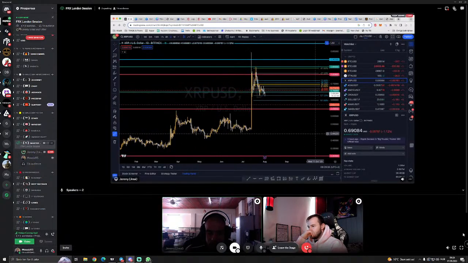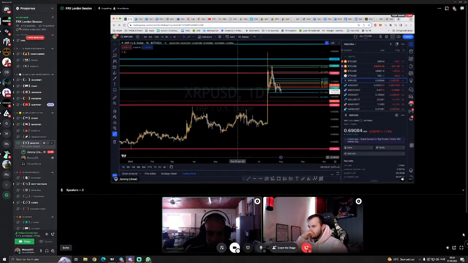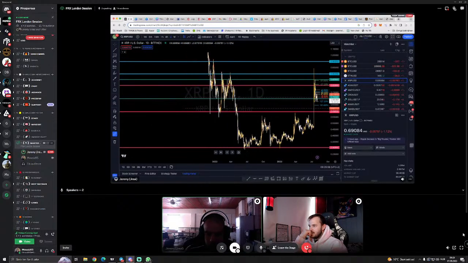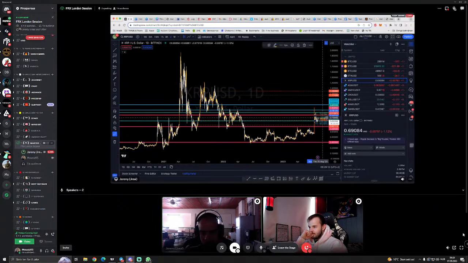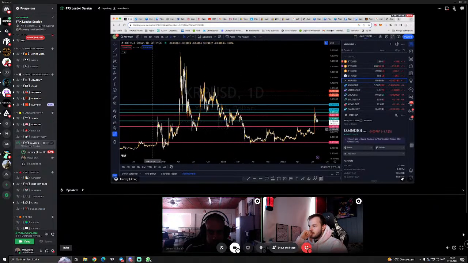XRP. Okay, so first and foremost, I haven't looked at XRP since last week, so this will be new for me also. Let's remove the fib and all that stuff. These lines that you guys see here, the pink ones, represent weekly key levels in the market.